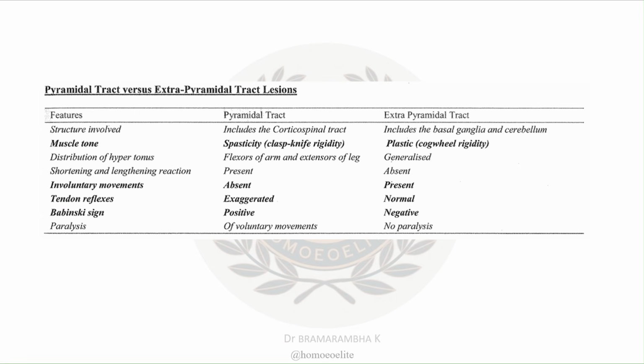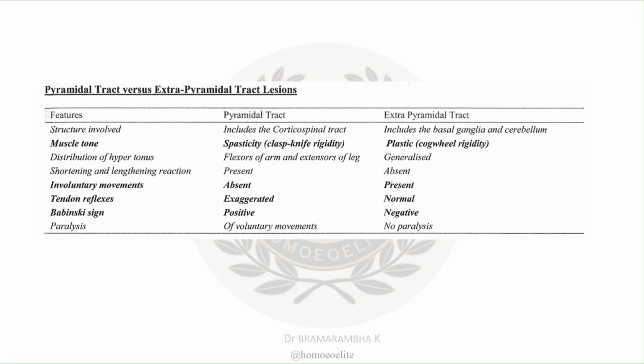Here you can see pyramidal tract and extrapyramidal tract lesions. The pyramidal tract mainly affects the corticospinal tract, while the extrapyramidal is mainly to do with the basal ganglia and cerebellum. The symptoms in the previous MCQ resemble Parkinson's disease, which mainly affects the basal ganglia. That is why extrapyramidal lesions show cogwheel rigidity, again something we see in Parkinson's disease. So Parkinson's also comes under extrapyramidal tract disease.